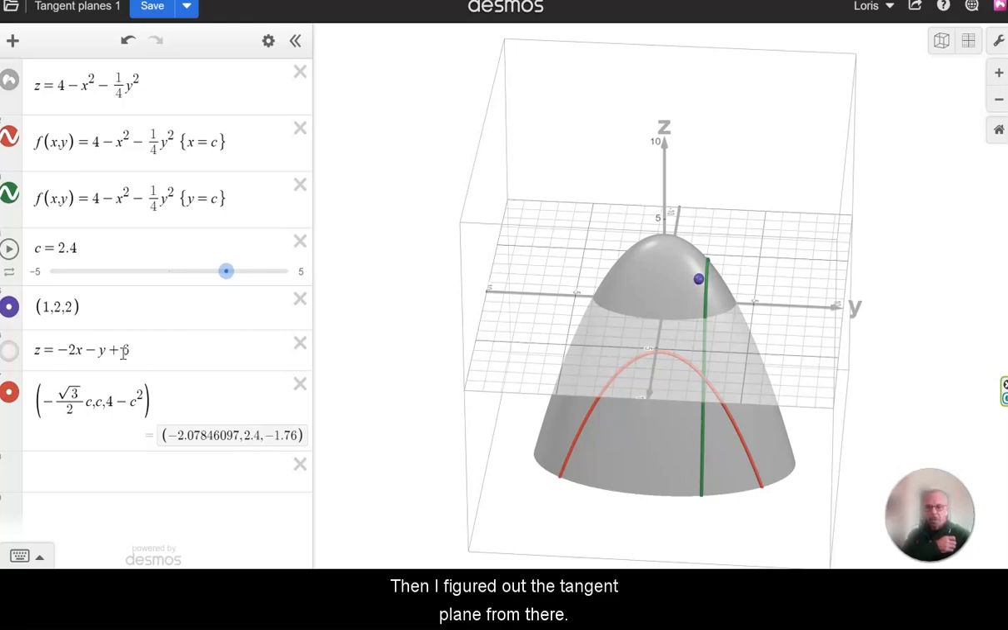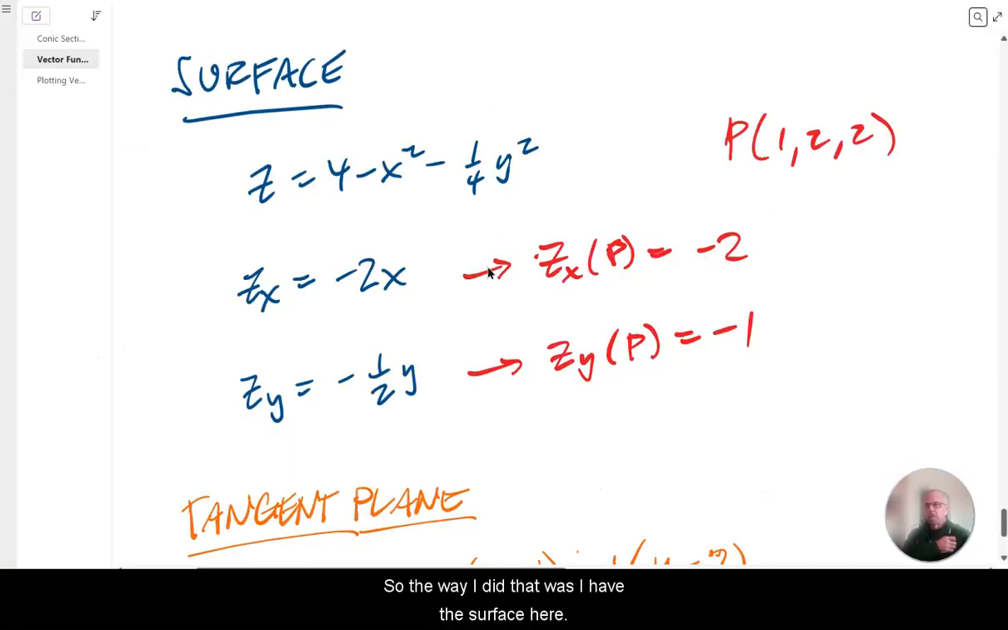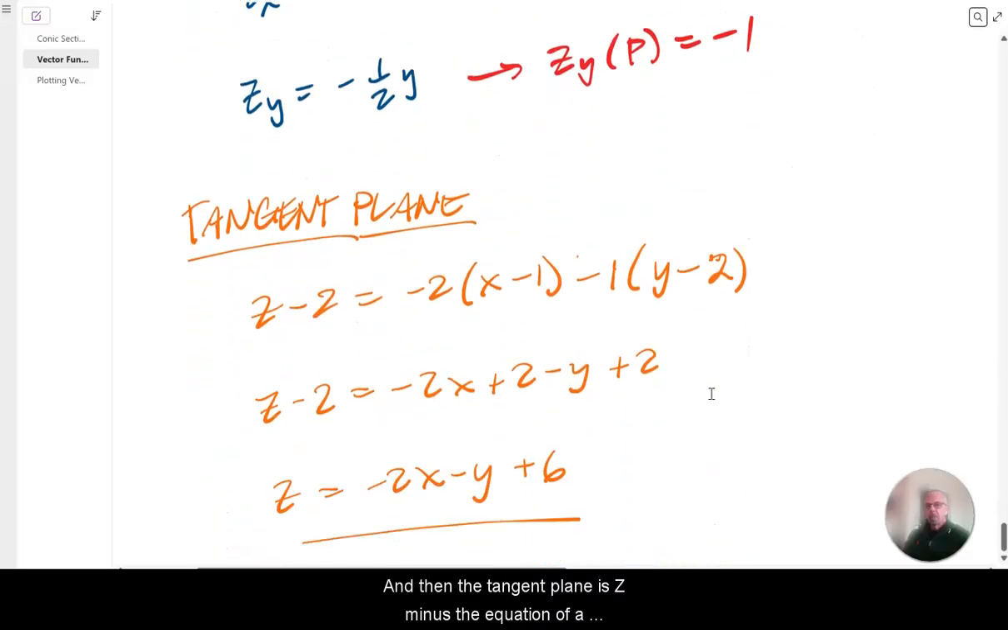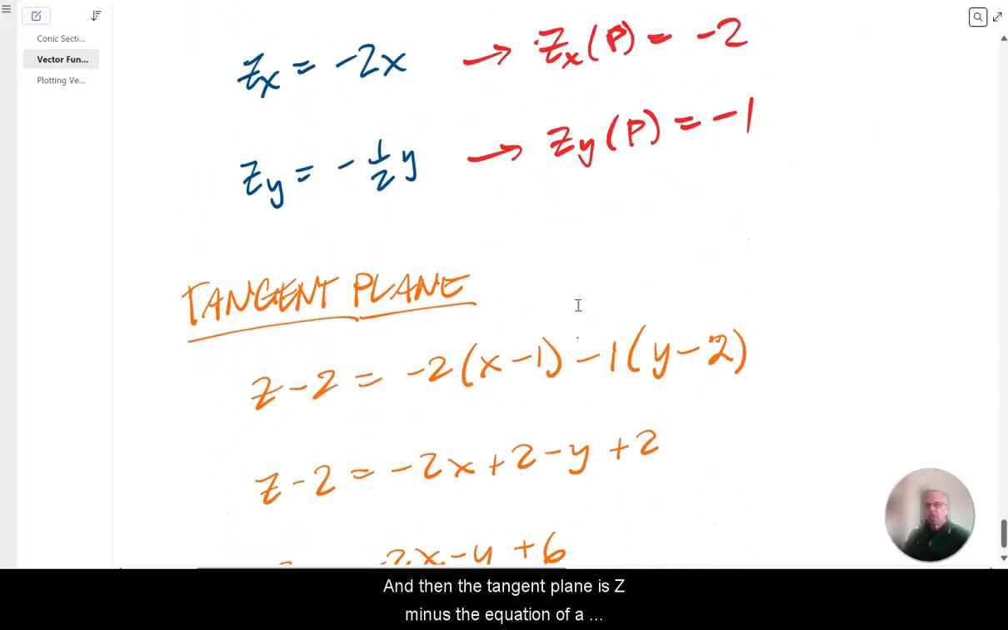Then I figured out the tangent plane from there. The way I did that was I have the surface here. I took the first derivative with respect to x and the derivative with respect to y, and then here's my point. I just plugged this point (1, 2) into my z sub x and z sub y, and I got my values there.